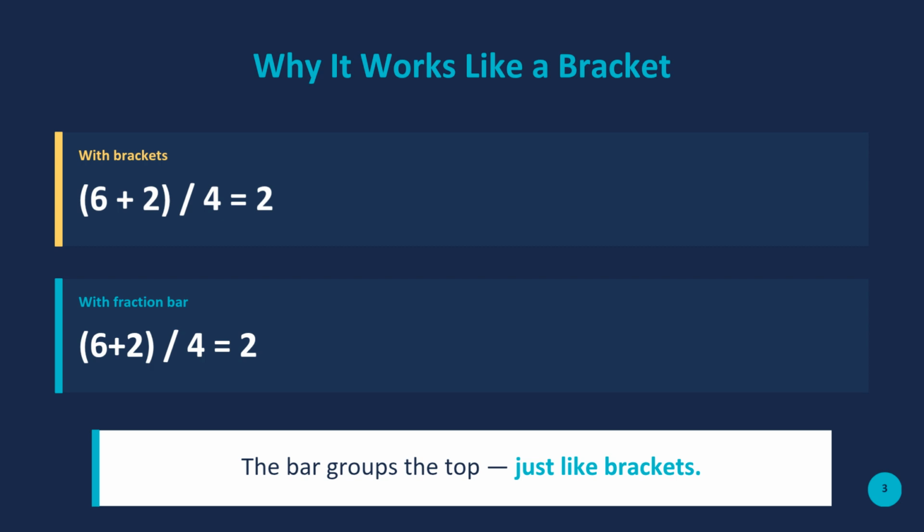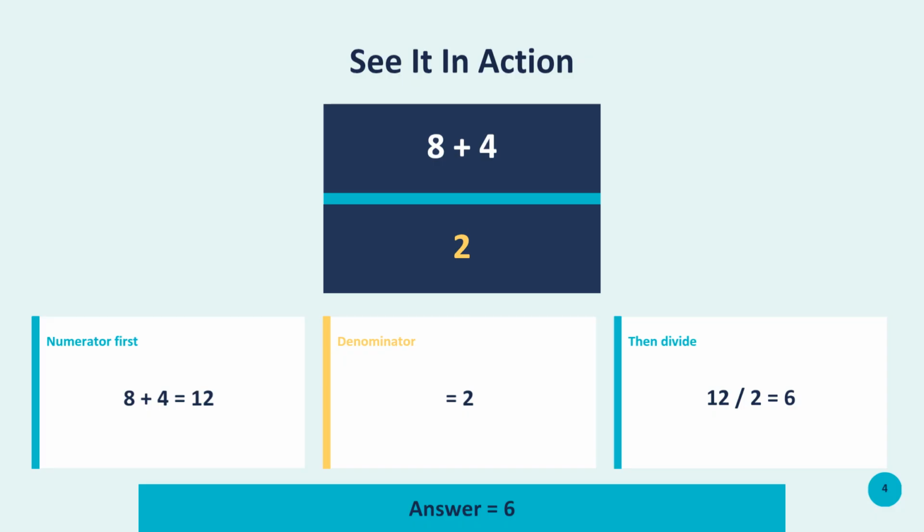6 plus 2, all divided by 4, equals 2. The fraction bar groups the top, just like brackets do. Let's see it in action.